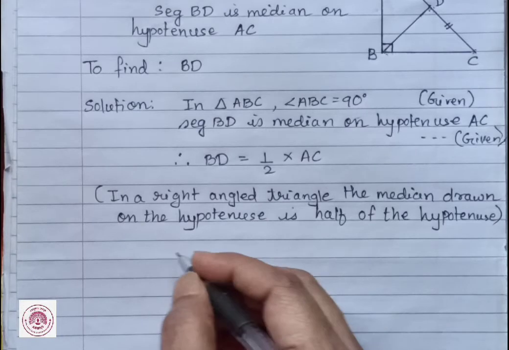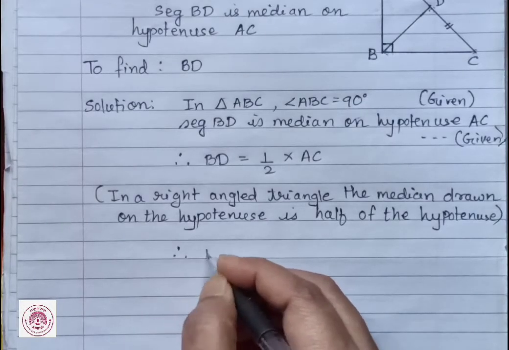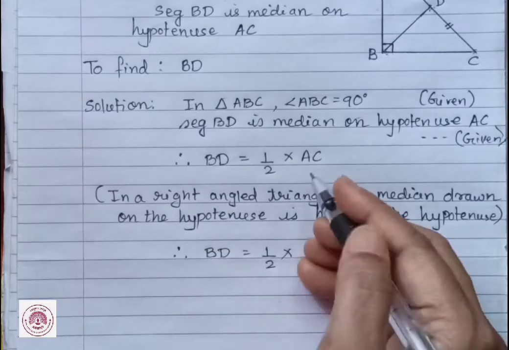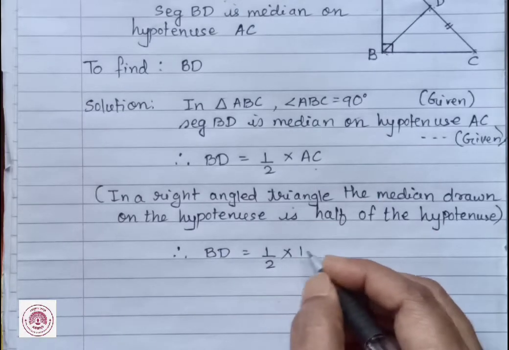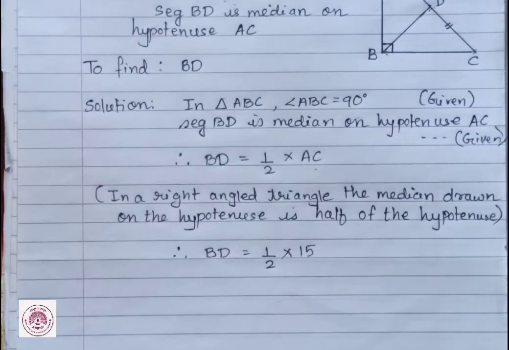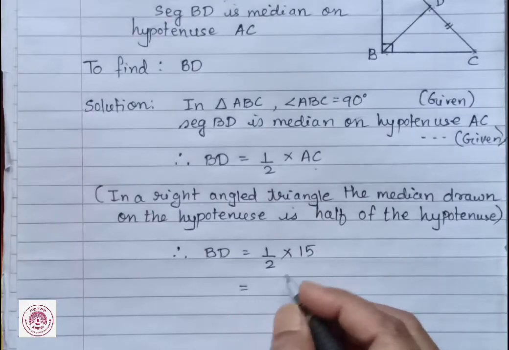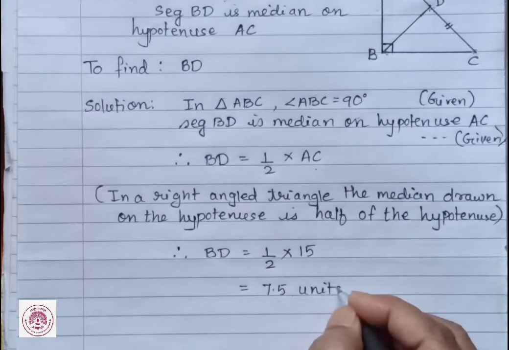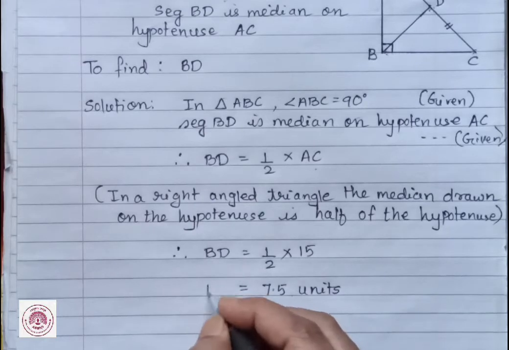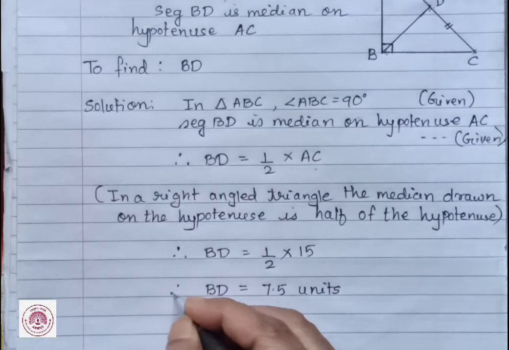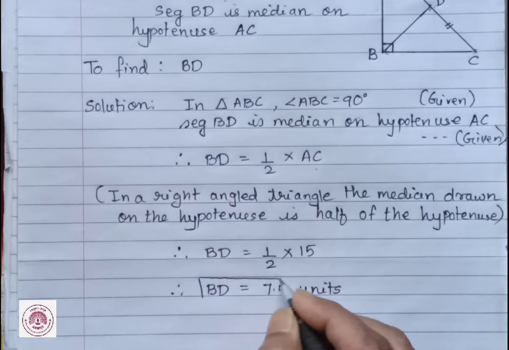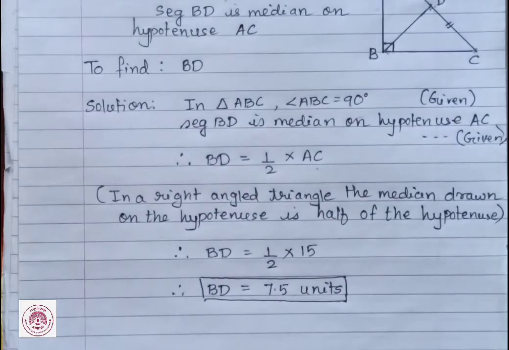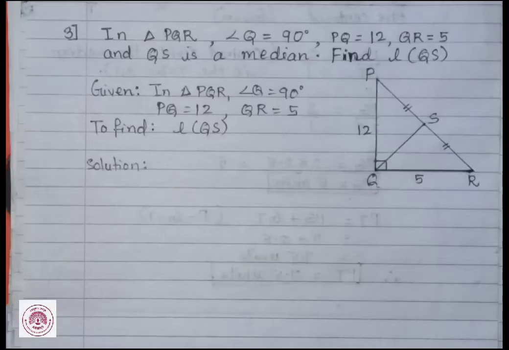So therefore BD is equal to half into the value of AC, which is 15 units. Let's substitute AC equals 15. So this is equal to 7.5 units. And therefore BD, that is the length of the median, is equal to 7.5 units.